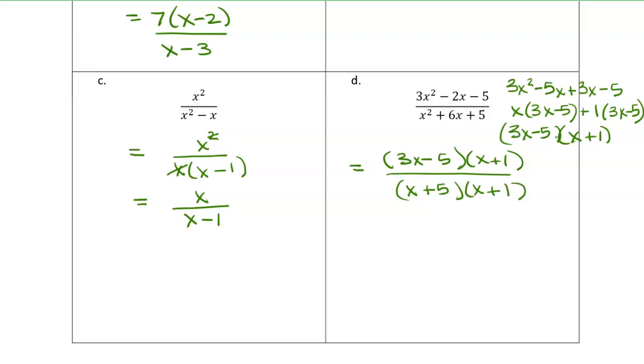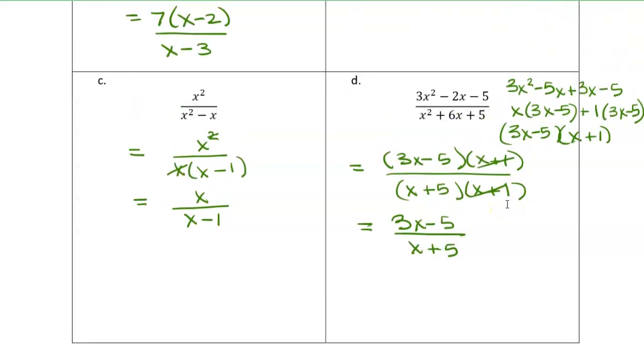Look for common factors. We have a common factor of x plus 1. We can cancel those, and then what we have left is just 3x minus 5 all over x plus 5. And that's it. You're done. Don't cancel the 5s. Don't do anything except cancel common factors.